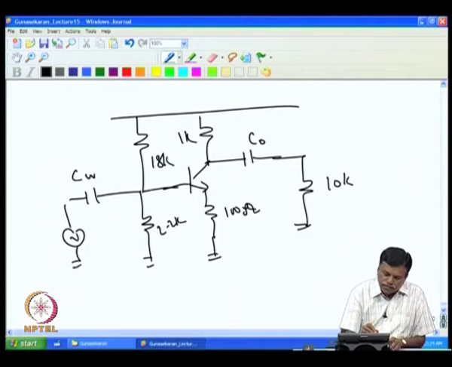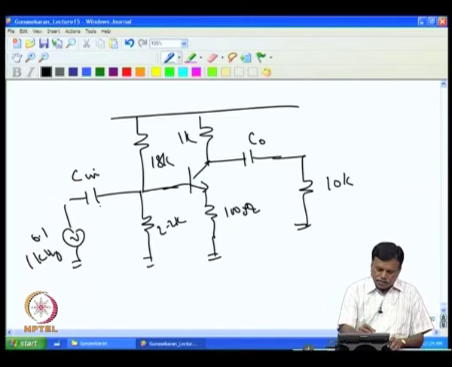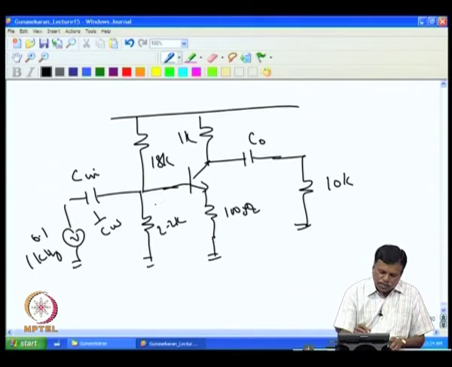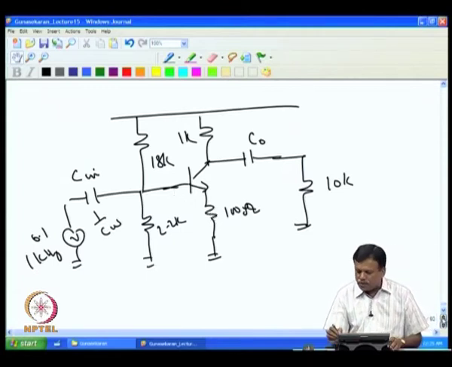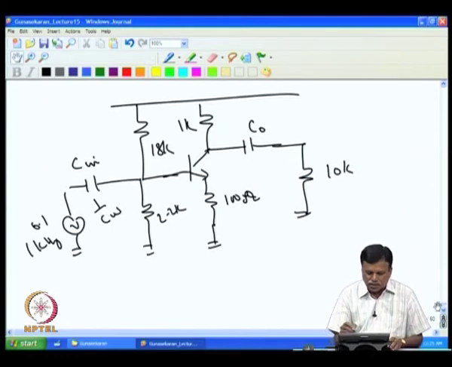this is C in, this is 1 kilohertz. The impedance, that is 1 by C omega, should be much smaller compared to the parallel combination of these two, and the reflected resistance of this emitter appears here, because if I draw the input impedance, it is nothing but the parallel combination of this and then the reflected resistance of this 100 ohm. The reflected resistance of the 100 ohm is 100 into HFE. So, the input circuit looks like this.